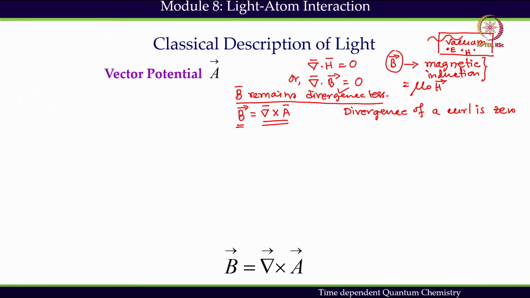So one can prove this. If B is represented as a curl of A, then its divergence is going to be 0, and one can prove it this way. This is nothing but A, that's the way we are representing it, and if it is so, then I can represent it this way. Curl is represented by, as I have shown, this.